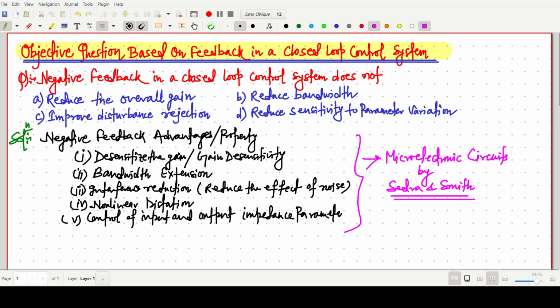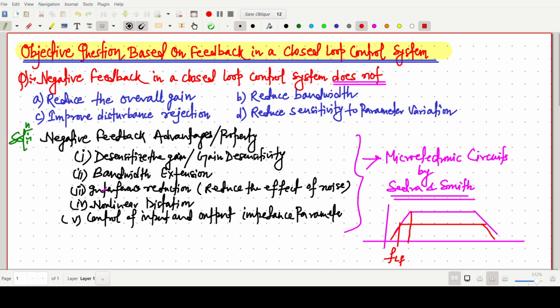So now we have to come to the question. Negative feedback in a closed loop control system does not reduce the overall gain. So here we are talking about the "does not". But it follows: it reduces the overall gain. So this one will be not the reduced bandwidth, because in our case the bandwidth will be extended. Suppose this one is the amplifier gain. After negative feedback, the gain will be reduced.